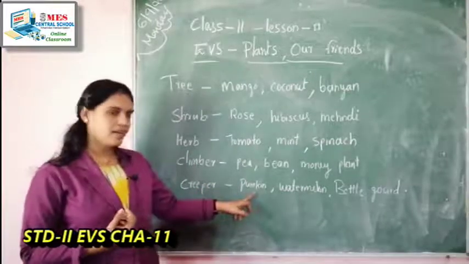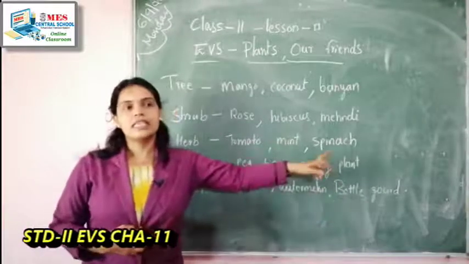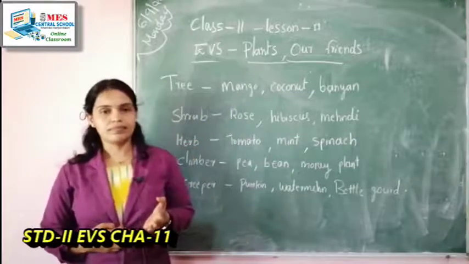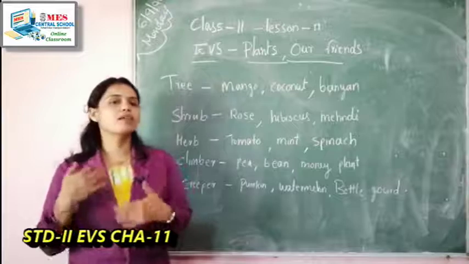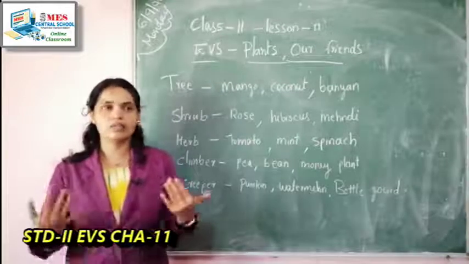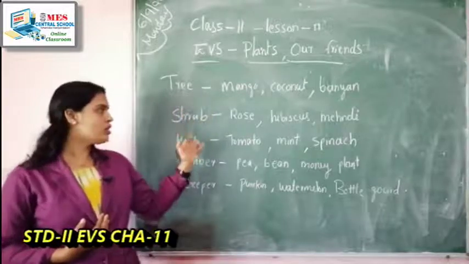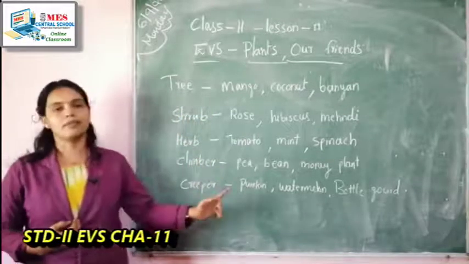Okay, pumpkin, watermelon, bottle gourd. These are the examples for creepers. So today we are discussing a total of 5 types of plants in our surroundings. They are trees, shrubs, herbs, climbers, creepers.